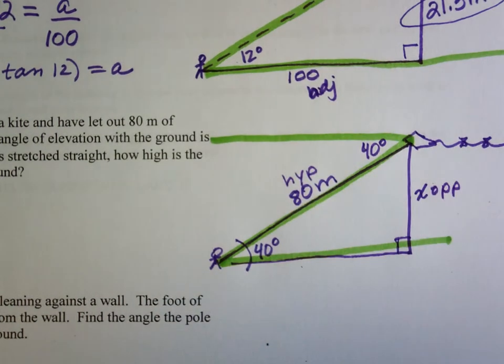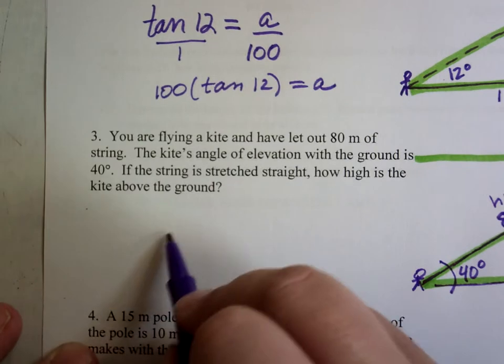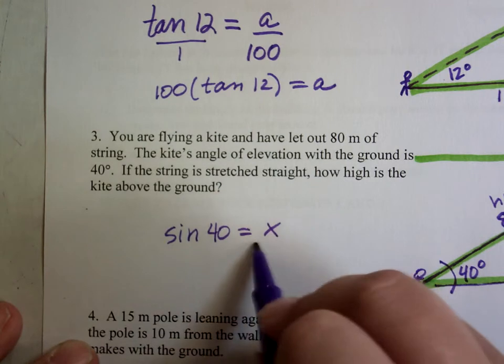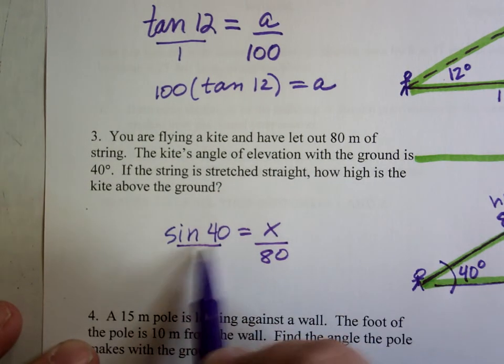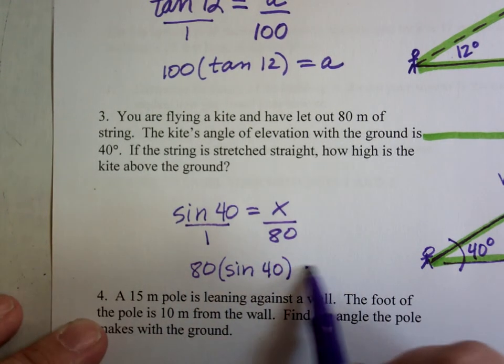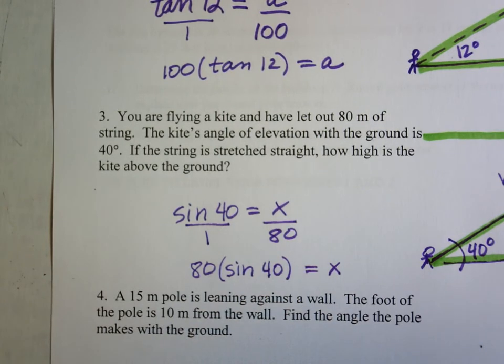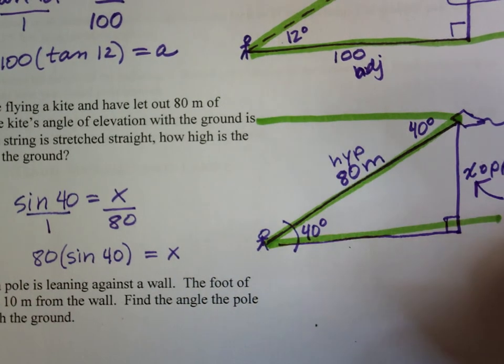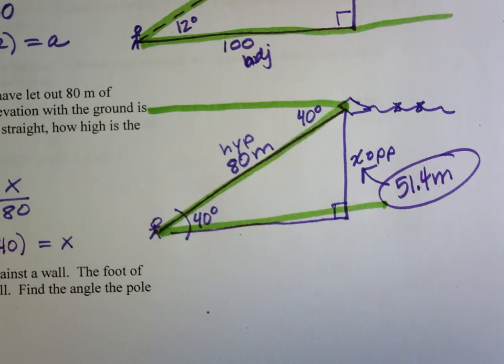So this time we're using sine. Sine of 40 degrees equals opposite over hypotenuse. Cross multiply, you get 80 times sine of 40 equals x. And then I do that in my calculator. 80 times sine 40, sorry, punched something in wrong, gives me 51.42. So let's go with 51.4. And it was meters. So that is my answer. The kite is 51.4 meters above the ground.